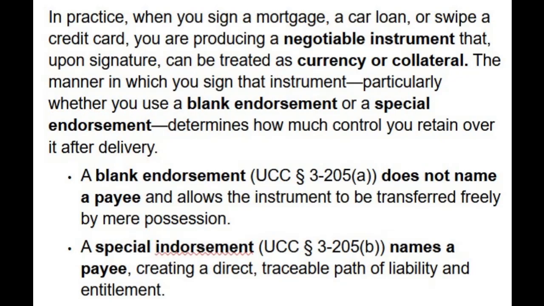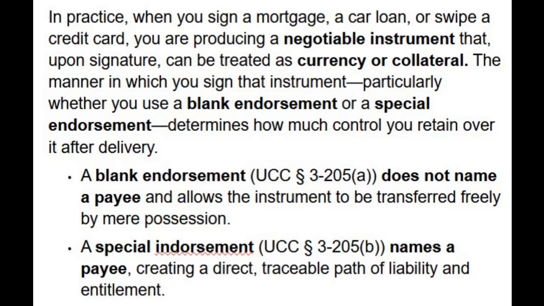In practice, when you sign a mortgage, a car loan, or swipe a credit card, you are producing a negotiable instrument that, upon signature, can be treated as currency or collateral. The manner in which you sign that instrument, particularly whether you use a blank endorsement or a special endorsement, determines how much control you retain over it after delivery.